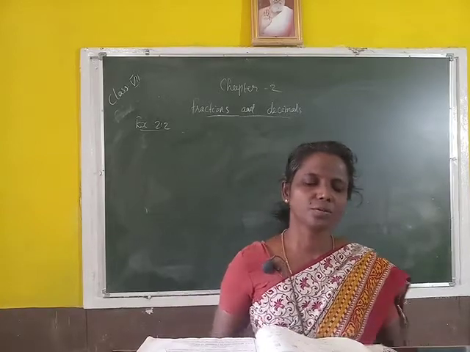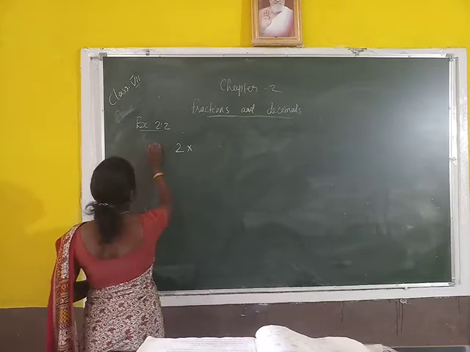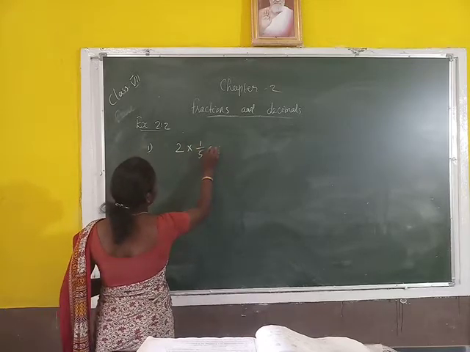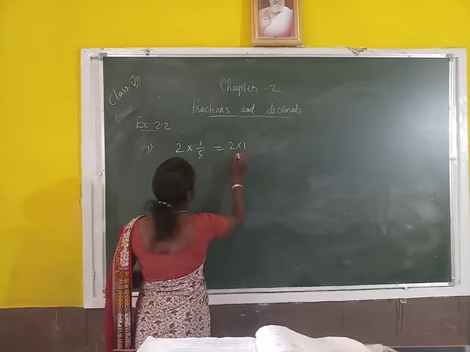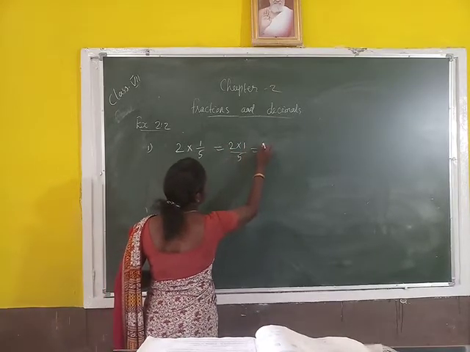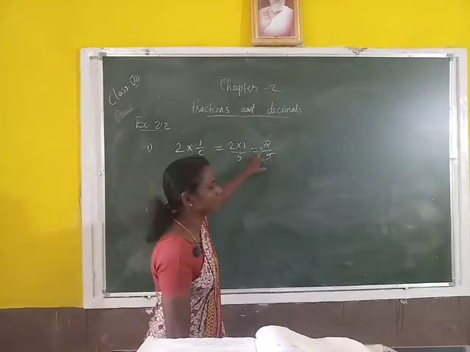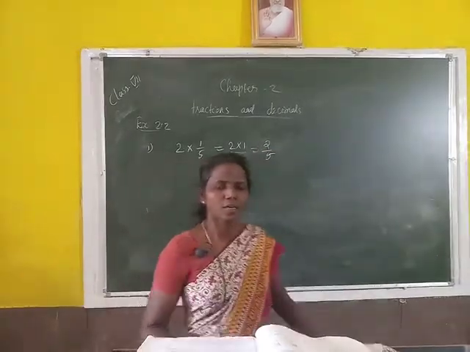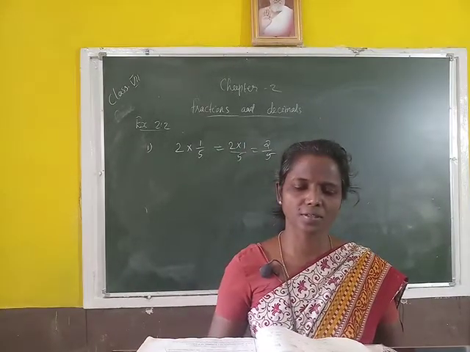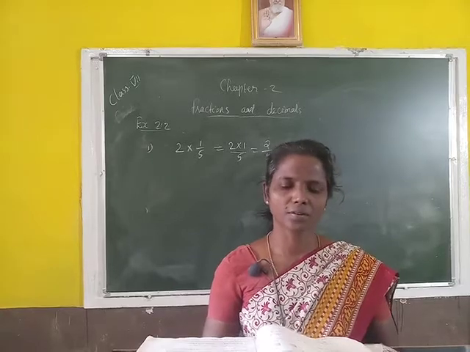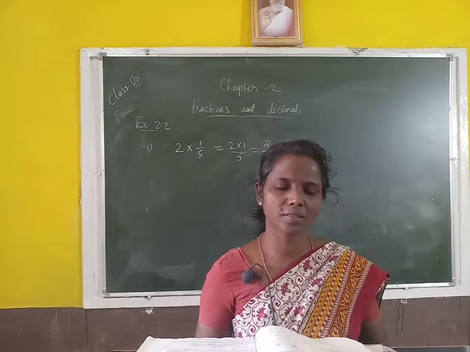Look, first 2 multiply 1 by 5. What is its answer? Look, 2 into 1 by 5 is 2 by 5. Here we get a fraction 2 by 5. Which is the correct option for this question? First question, match the correct answer. Which is the matching pair?